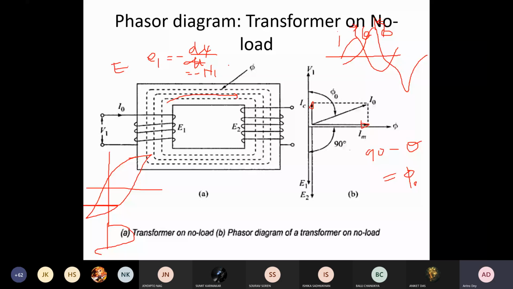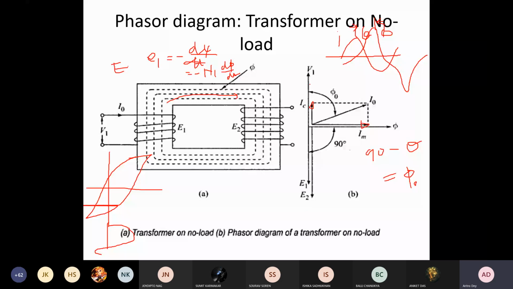And here small e2 will be minus N2 into d phi dt, as d phi dt is the same. So e1 by small e2 is equal to N1 by N2, isn't it? So if the instantaneous expression has the ratio N1 and N2, definitely their RMS values will also have the ratio N1 and N2. So E1 by E2 is equal to N1 by N2, and depending on the values of N1 and N2, you get the magnitude of E2, but it will be just 180 degrees out of phase with V1.